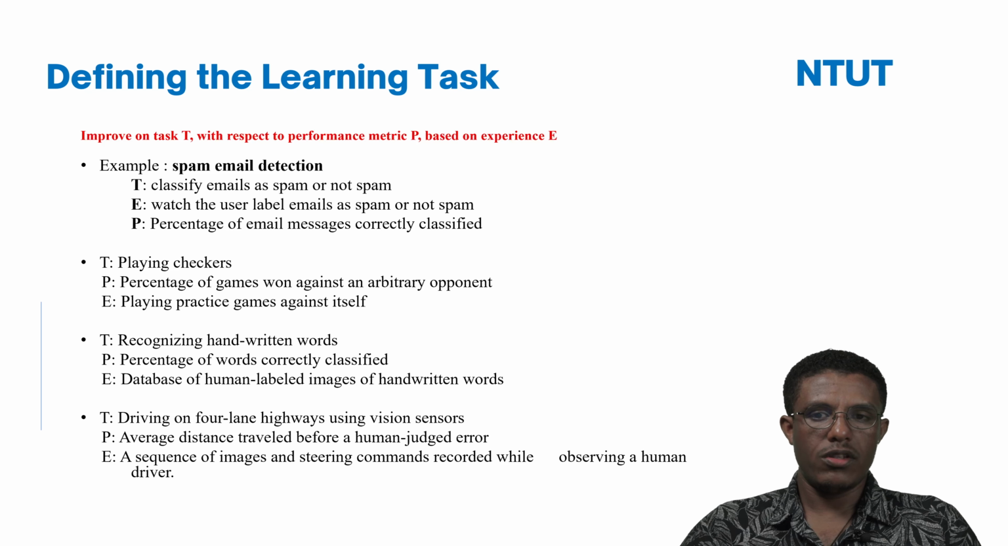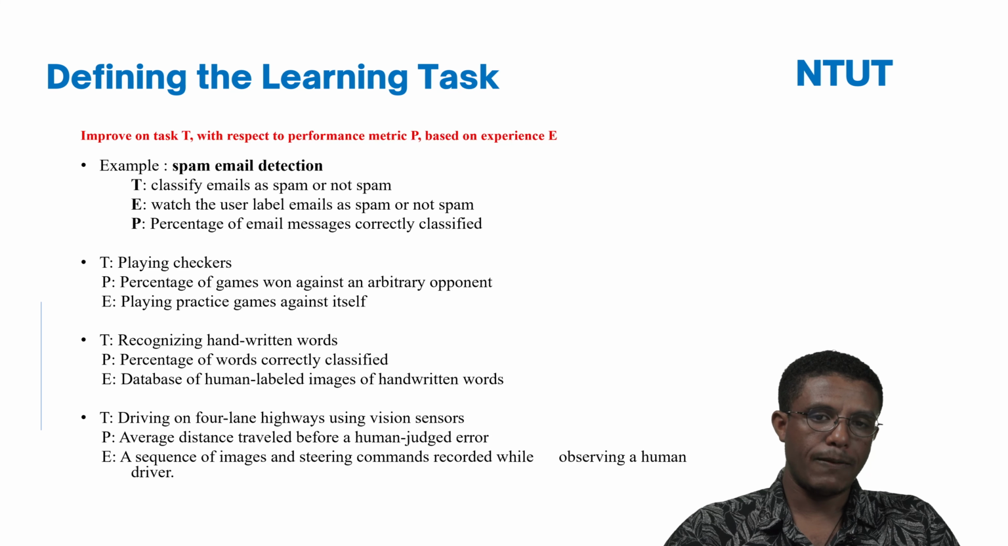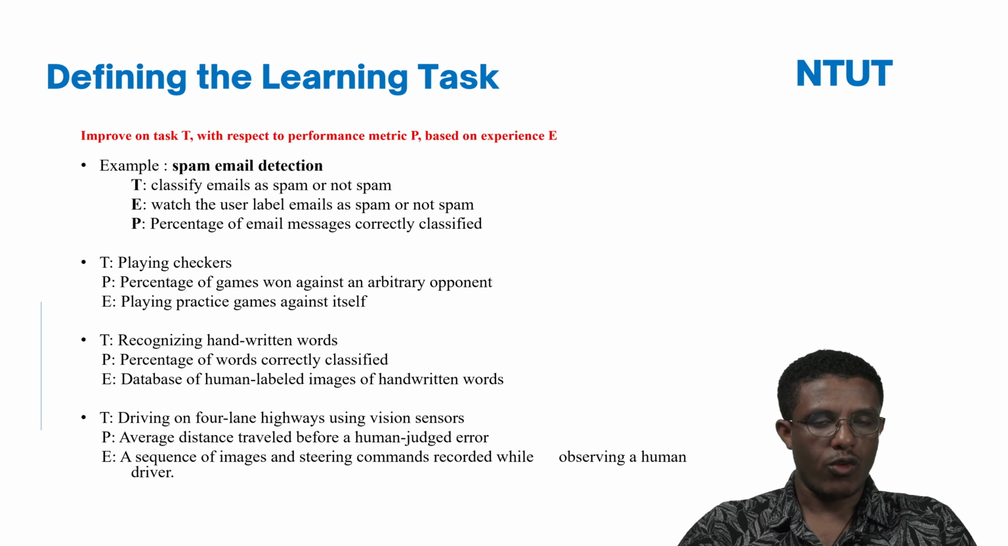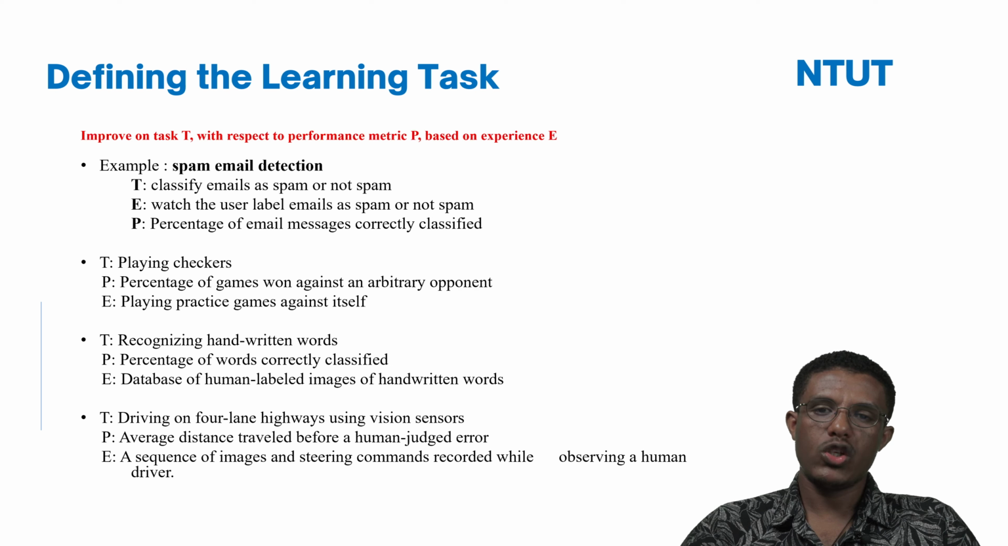experience means actually watching the user label emails as spam or not spam. So when someone is labeling that data as spam and not spam, we can get experience of which type of email is spam and which type of email is not spam. So from that we can get experience from the user on how to label the emails. And then P indicates the percentage of email messages correctly classified.